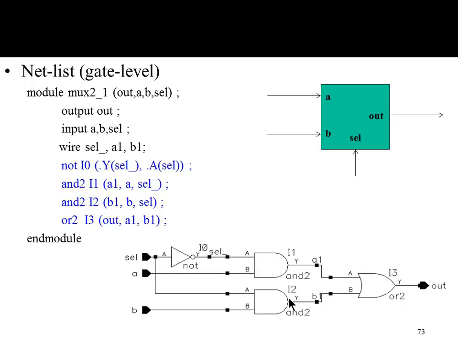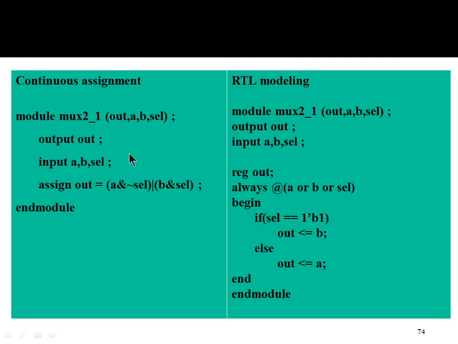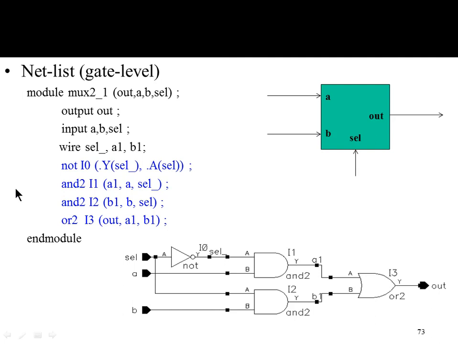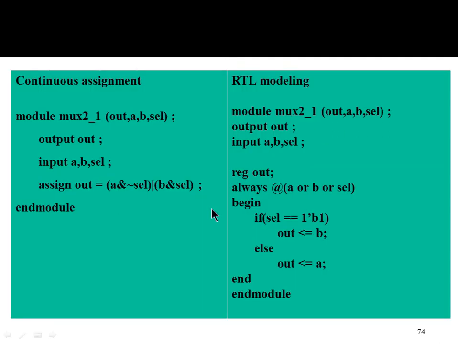So this is a structural method. This is using continuous assignment, which you can see is called data flow modeling in certain books. And this is behavioral description or behavioral modeling. Earlier this used to be called RTL modeling, but behavioral modeling is what people refer to nowadays. So this is behavioral modeling, this could be called data flow modeling, and this is structural modeling. The same design can be done using three methods here.